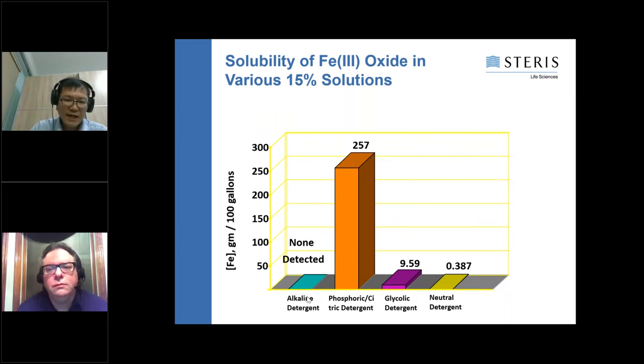So if you have an alkaline detergent, it will not be effective. This is basically the solubility of the iron in this solution. If you have a phosphoric citric acid detergent, you can see that the iron oxide is very soluble in this phosphoric and citric acid detergent. So this shows that this will be very effective in the removal of the rouge from the surface. Also not that effective is the glycolate or the neutral detergent.